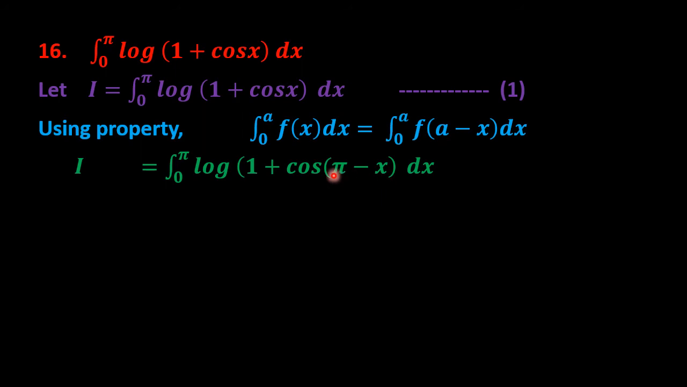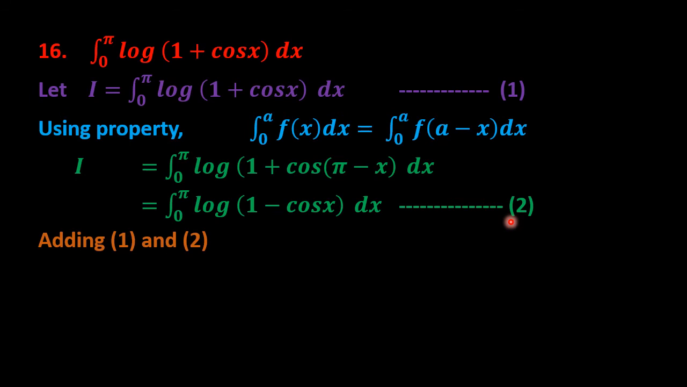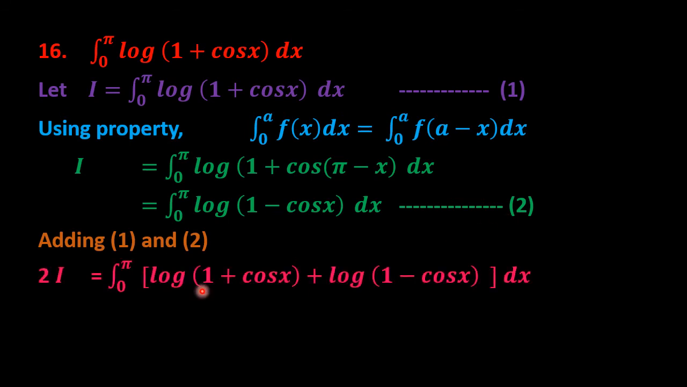So pi is 180 degree. So cos of 180 degree minus theta is minus cos theta. So using that formula here, integration from 0 to pi log 1 minus cos x dx. So let this be equation number 2. Now we add these two equations 1 and 2, and in the left hand side we get 2I equals integration from 0 to pi within bracket log 1 plus cos x plus log 1 minus cos x dx.